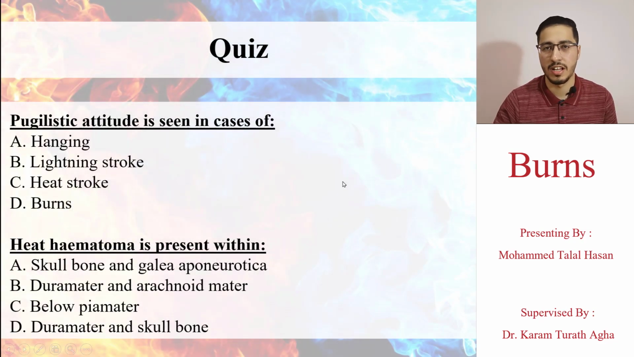So lastly, to finish the lecture, we have a simple quiz. The pugilistic attitude is seen in cases of hanging, lightning stroke, heat stroke, and burns. Stop the video and answer. Correct, burns. The heat hematoma is present within. Read it and stop the video. Correct, D: dura mater and skull bone.